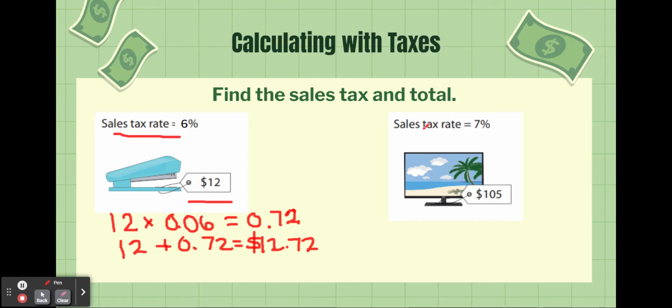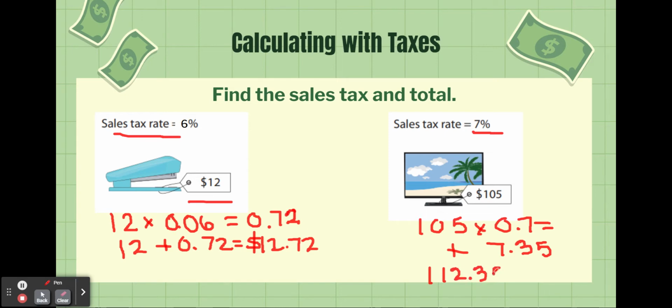In the next example, you're trying to find the purchase price of a TV that costs $105 with a sales tax rate of 7%. So we'll start by multiplying 105 times 0.07, which is $7.35. Then you can add 105 plus $7.35. So we would add these two amounts for a total of $112.35 for the TV.